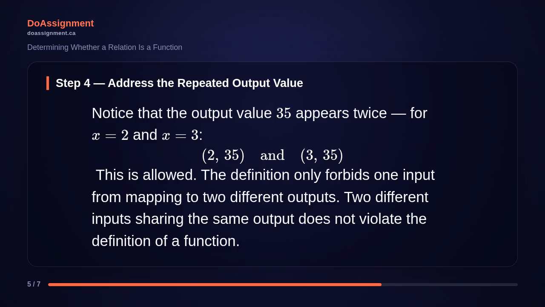You might have noticed that the output 35 shows up twice. That's fine. The rule only says each input must have exactly one output. It says nothing about two different inputs sharing the same output value. So having 35 appear for both Hour 2 and Hour 3 is perfectly acceptable.